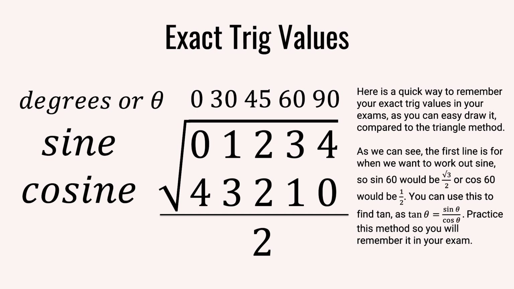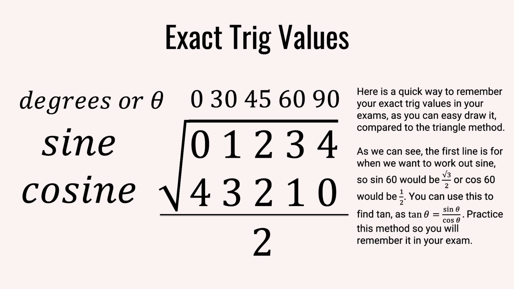Write 2, draw a line over it, because this is going to be everything divided by 2. And then go from 4, 3, 2, 1, 0, and write cosine. And then above that, write 0, 1, 2, 3, 4, and write sine at the end. Then put a big square root over all the numbers. Then above that, go from 0, 30, 45, 60, then 90. Because these are the degrees, or theta, that's what the Greek symbol means, and these are the exact trig values you need to remember.